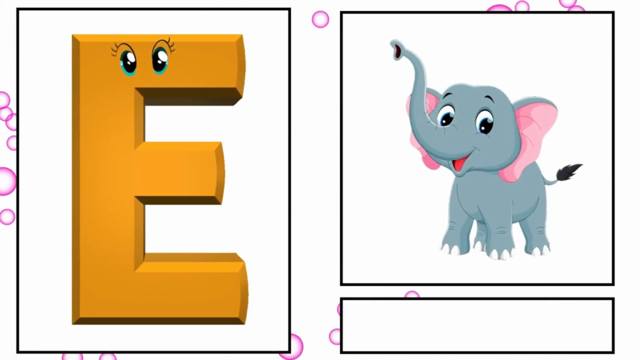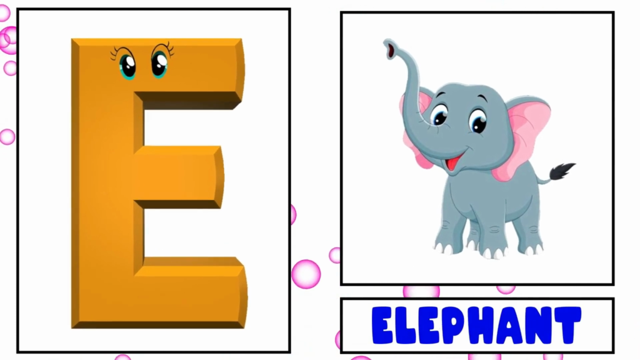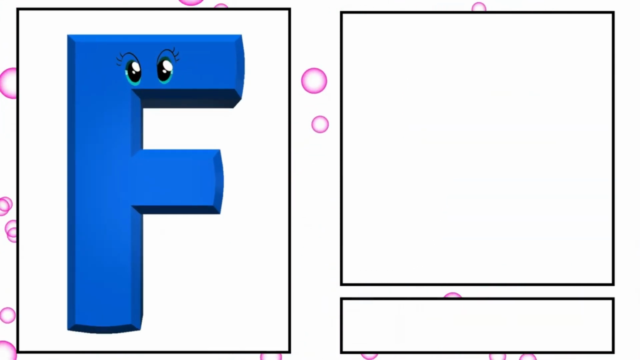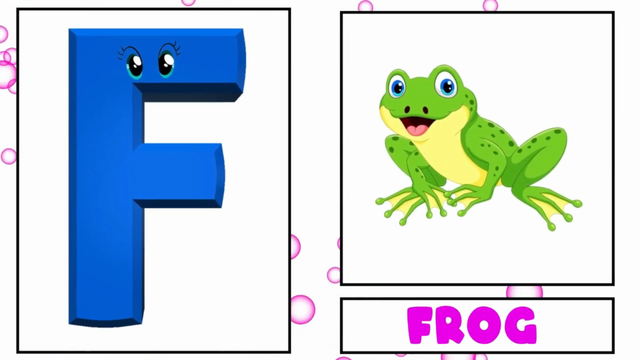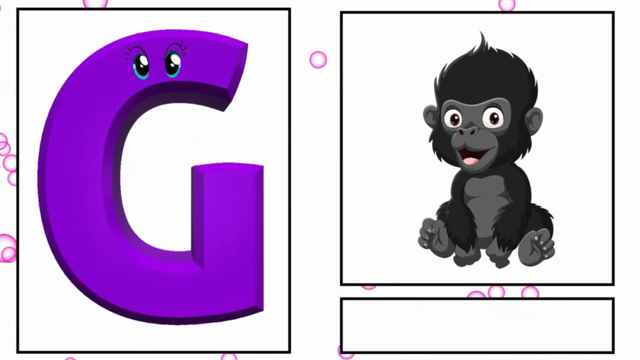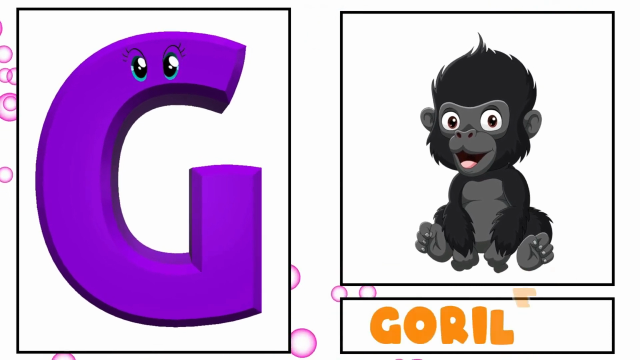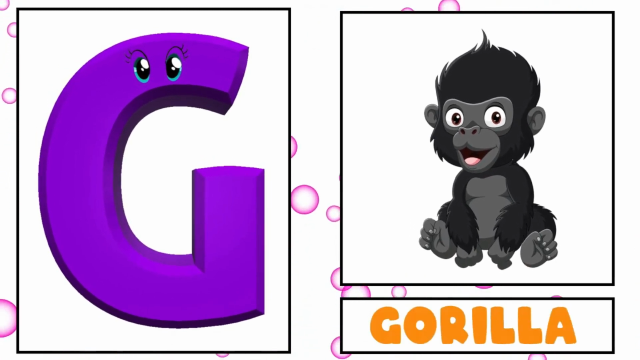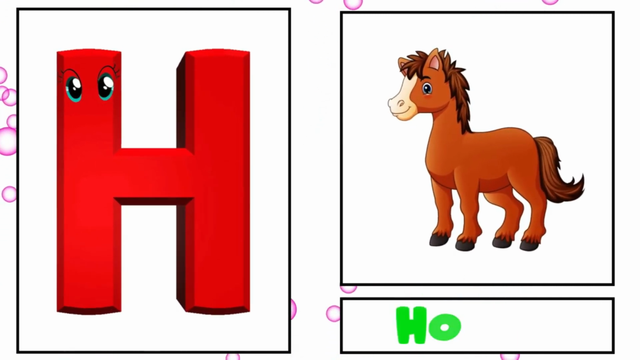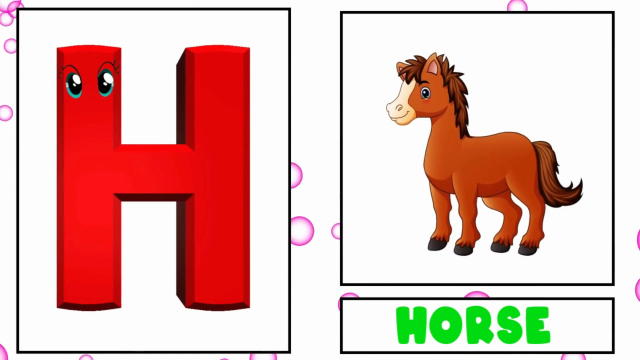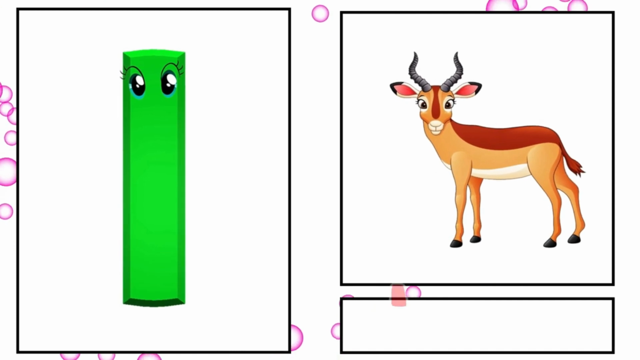E is for elephant. Elephant. F is for frog. Frog. G is for gorilla. Gorilla. H is for horse. Horse. I is for impala.